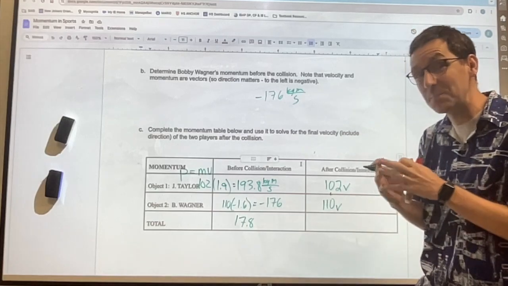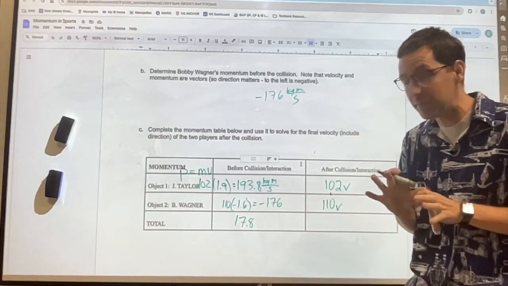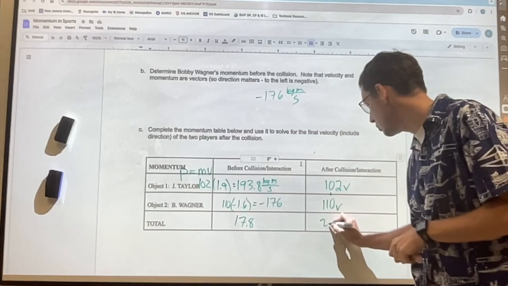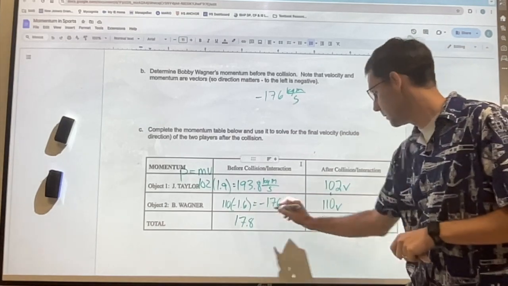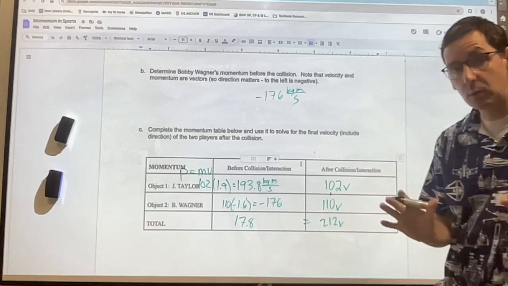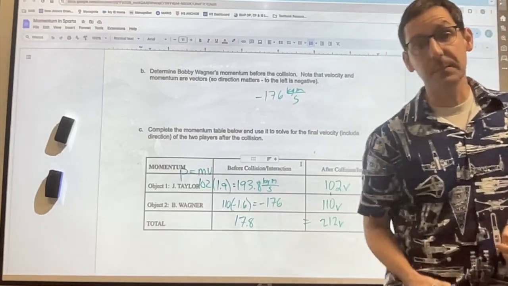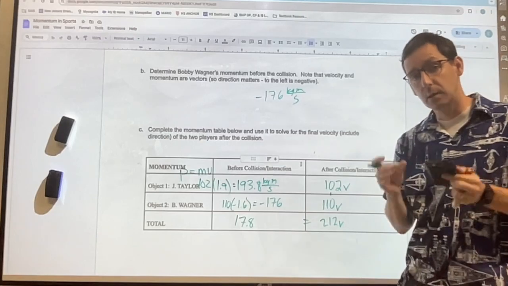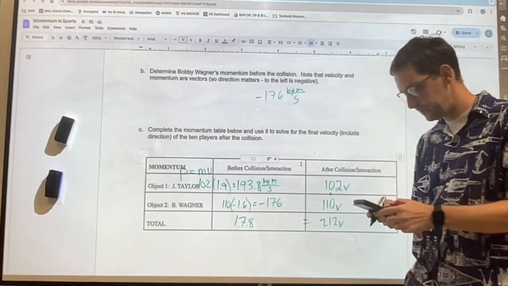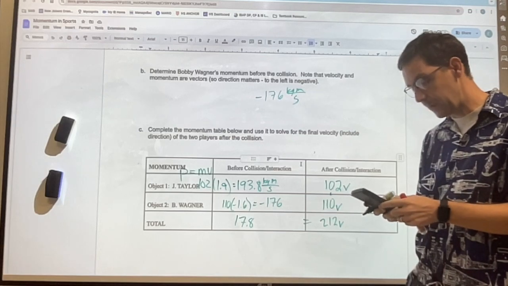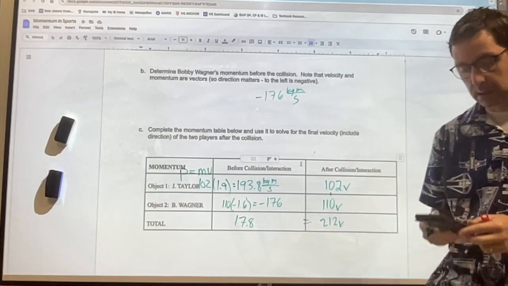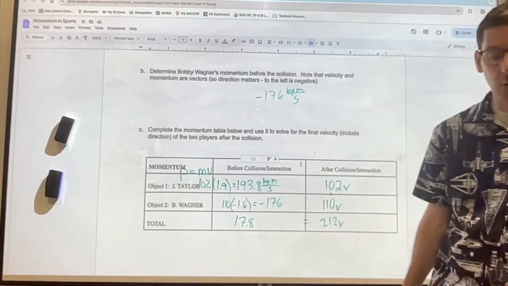And so my final momentum will be 102 plus 110. This time I can put them together because they're like terms, they both got V. So this is going to be 212 V. These two must be equal. The momentum before and the momentum after will be equal from the collision. And so I'm going to take that 17.8 and divide it by 212. And I'm going to get 0.084.